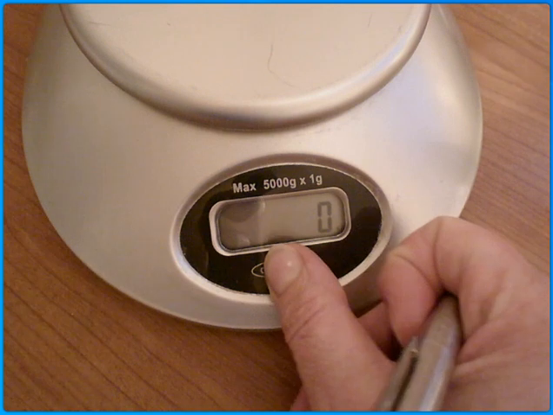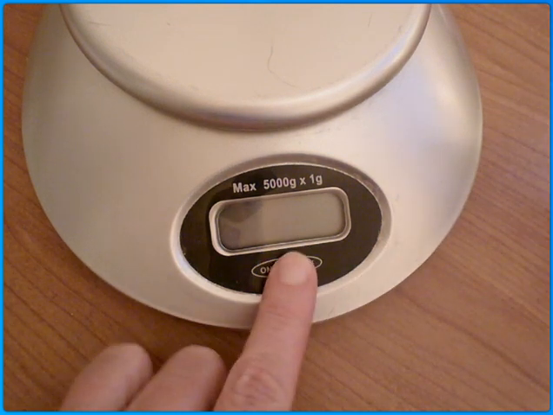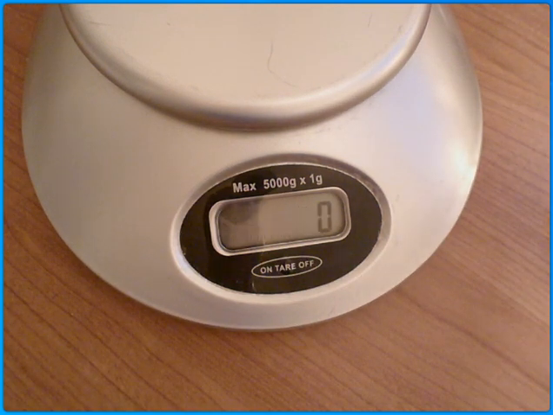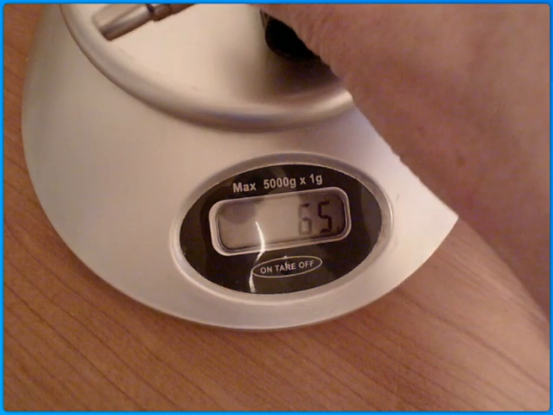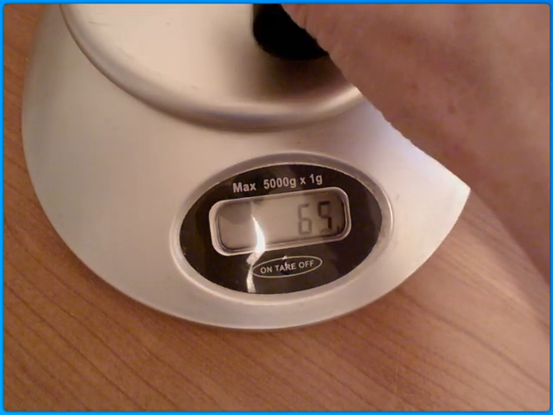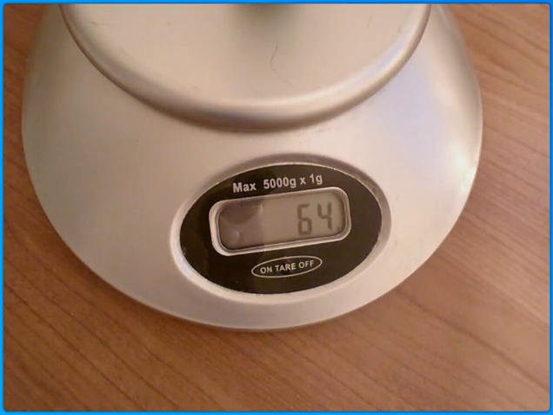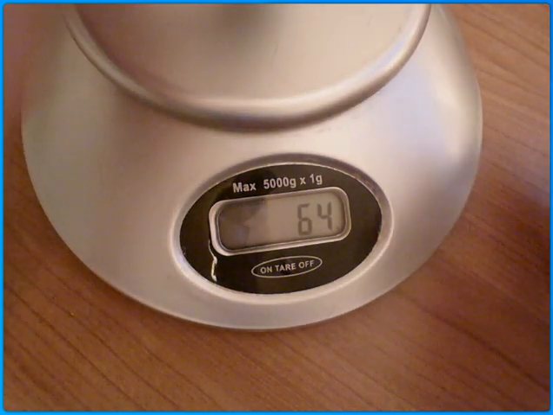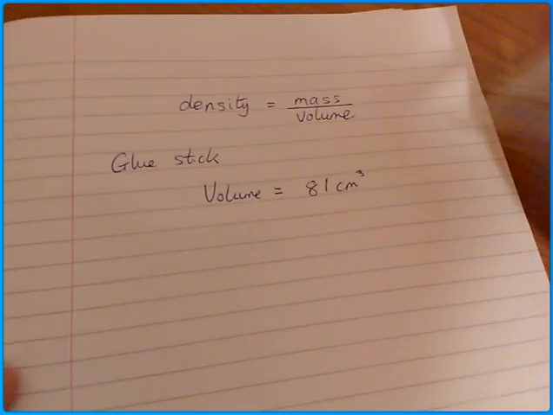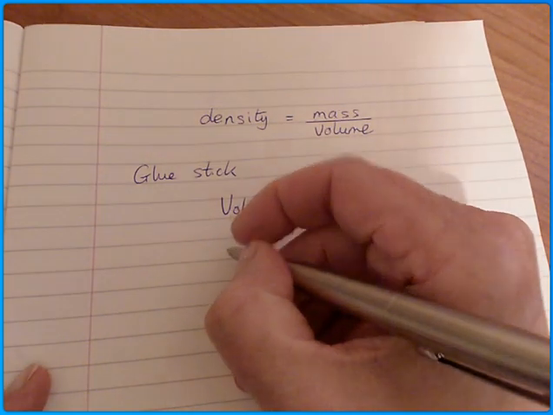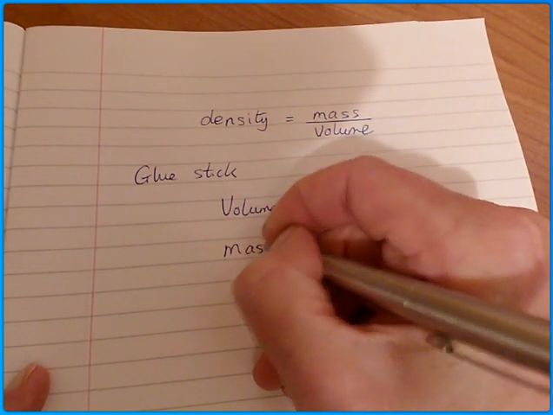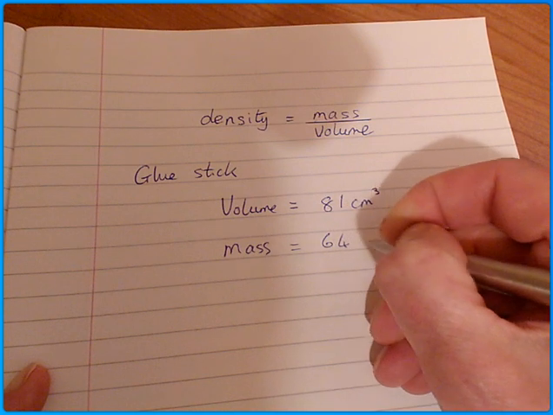Let's just check that mass again. Here's our balance. We're going to check the zero. The mass of the glue stick is 64 grams. So we can say here then mass is 64 grams.